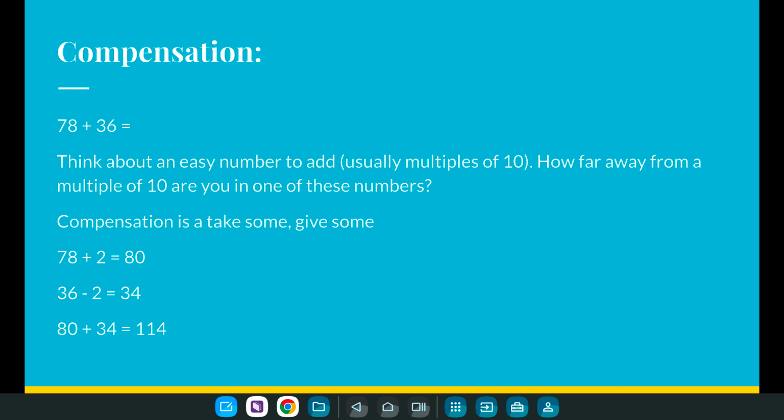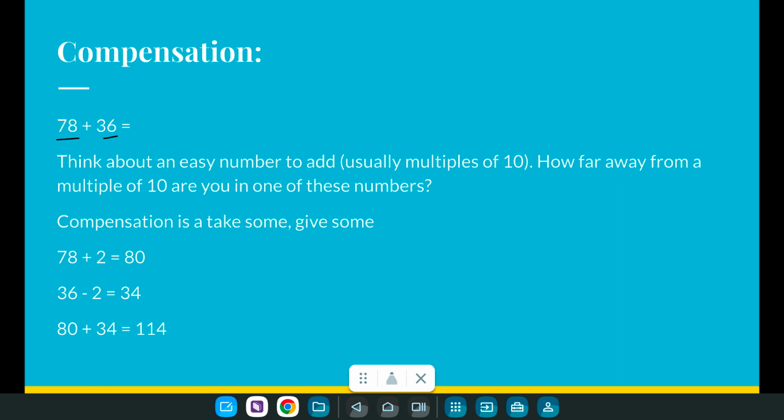The last strategy category is compensation. This is about thinking about easier numbers to add. My dad loves compensation. He uses it a lot, and you'll find probably that you might as well, because it's really about estimation and rounding. So with both of these numbers, you're going to look at them and think, am I close to a multiple of 10? Multiples of 10 are way easier to add.